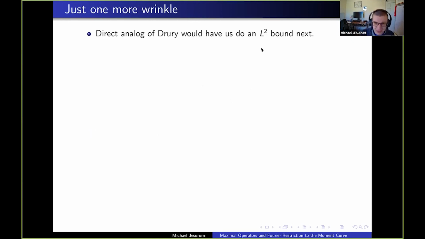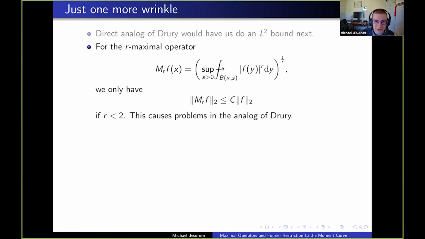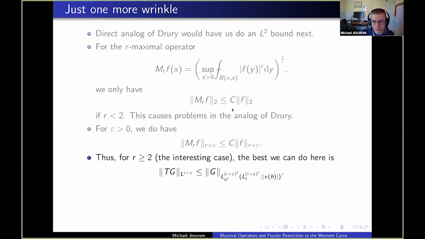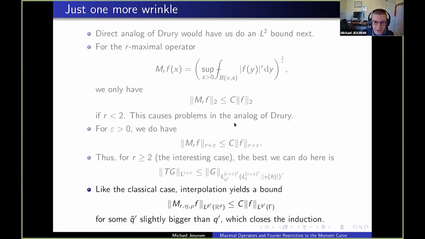And we do an L2 bound. There are some problems there, but I'm running short on time, so I'm going to skip through that. You can do some interpolation and end the proof in the same way as Drury.